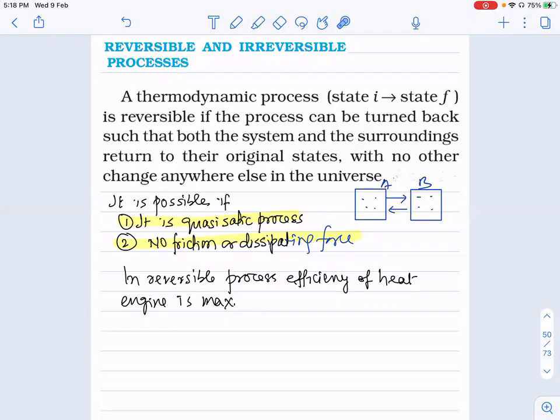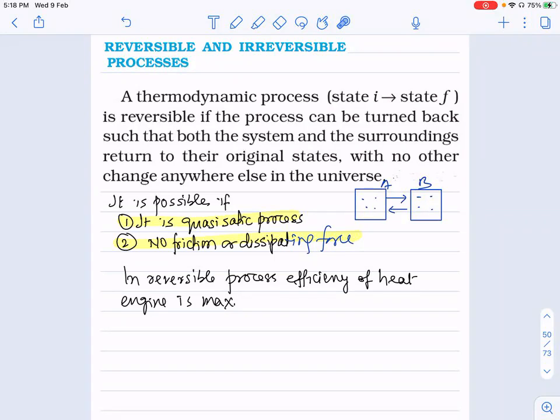Practically we will have some losses, but these are the ideal situations through which we define efficiencies. We relate the efficiencies with the ideal one. To define the efficiency of an engine, we say compared to the ideal, it is this much or that much. So theoretically these things are possible, and they are the benchmark for defining other things.